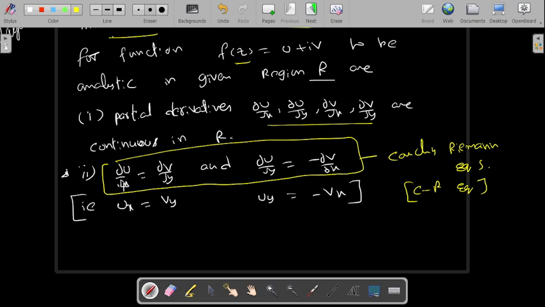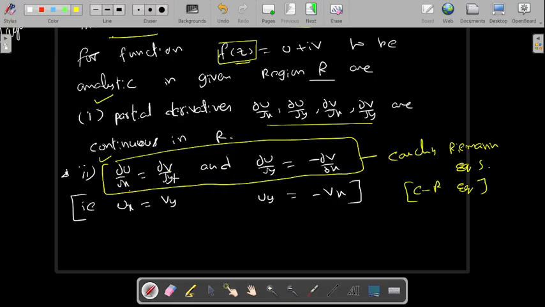Next, it has to satisfy two equations. That is ∂u/∂x equal to ∂v/∂y, ∂u/∂y equal to minus ∂v/∂x. The partial derivatives have to be continuous, and ∂u/∂x equals ∂v/∂y and ∂u/∂y equals minus ∂v/∂x. If these two conditions are satisfied, then we call f of z an analytic function.